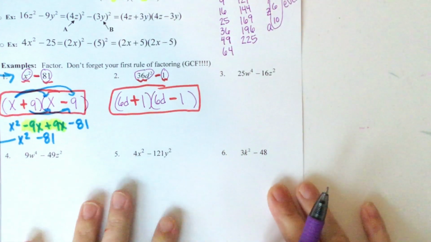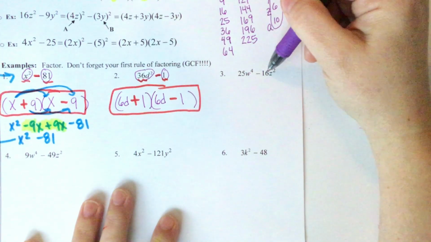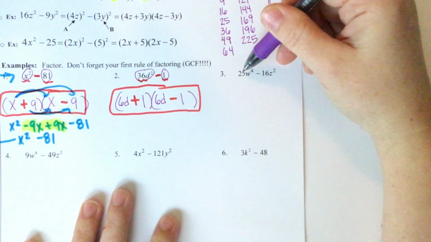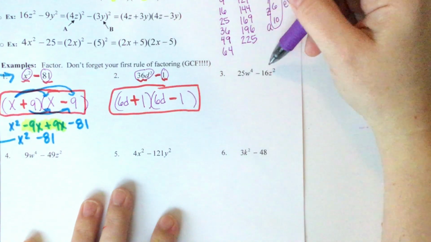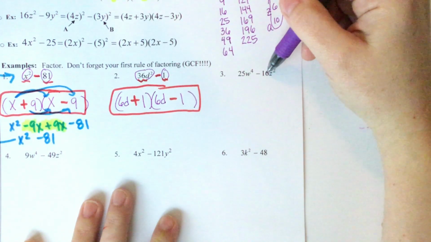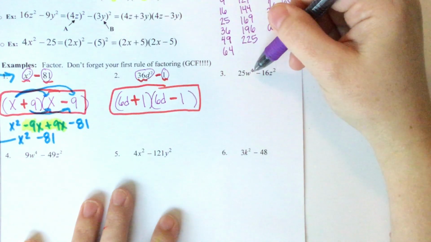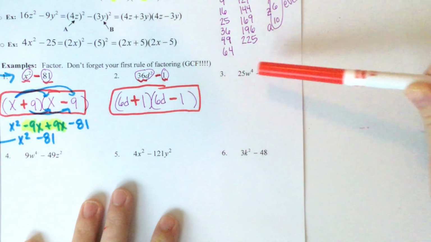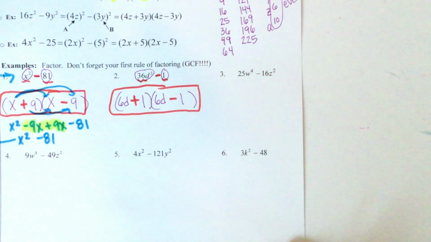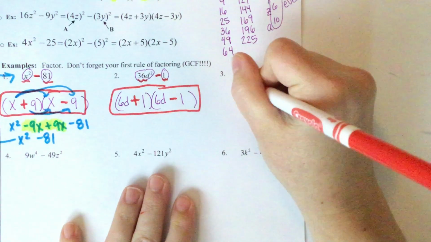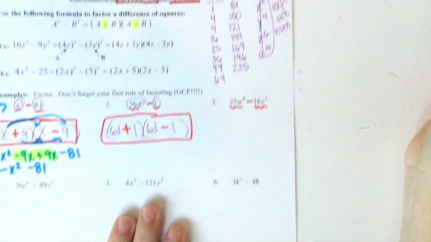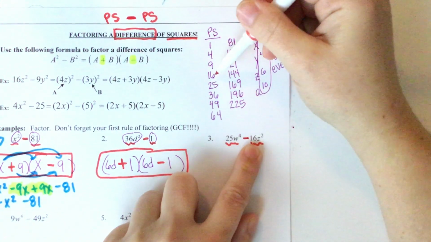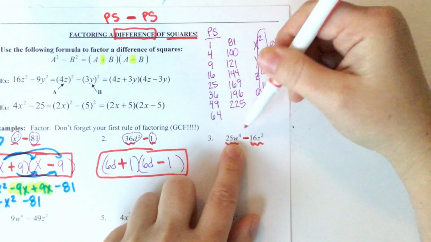All right, next one. First, I look for a GCF. There is nothing that can divide into 25 and also divide into 16, because the only things that go into 25 are 1, 5, and 25, and 5 and 25 can't go into 16. They don't both have w's, and they don't both have z's. Since it's two terms, let's see if it's a difference of squares. It's got a minus, so it's a difference. Are these both perfect squares? Yes. 25 is in my perfect square list, 16 is in my perfect square list, and the exponents are even.